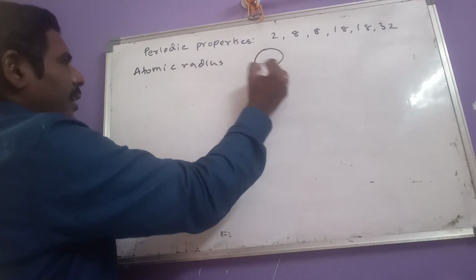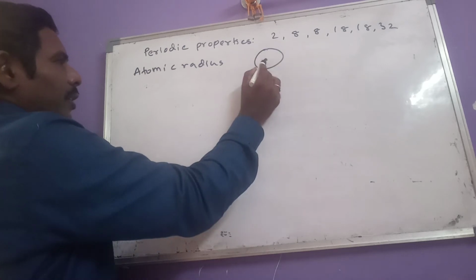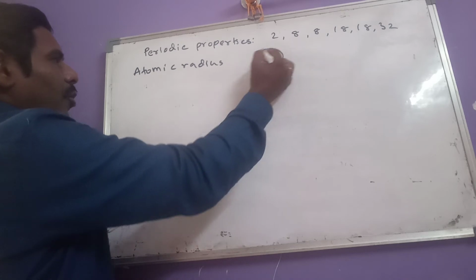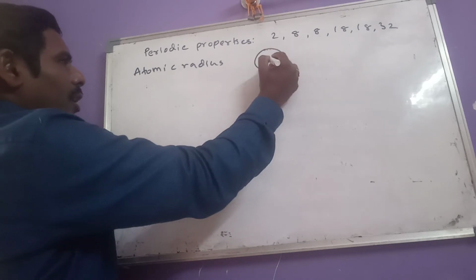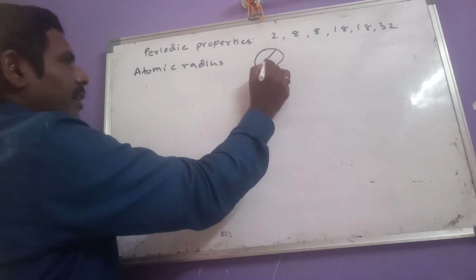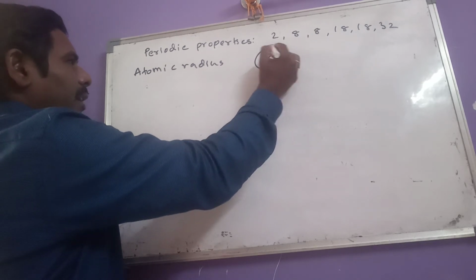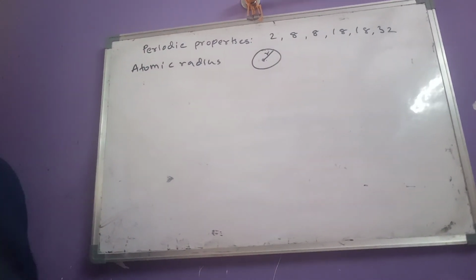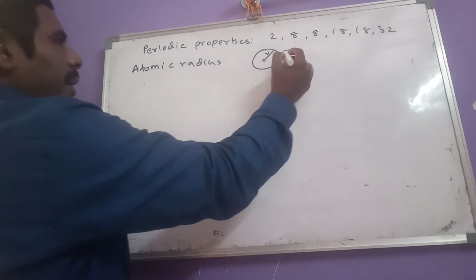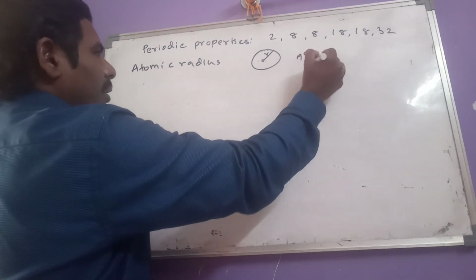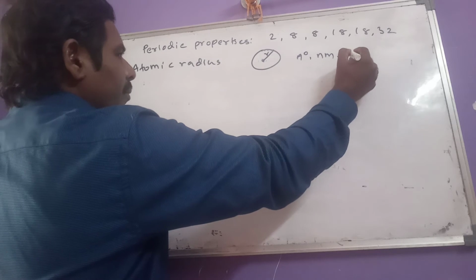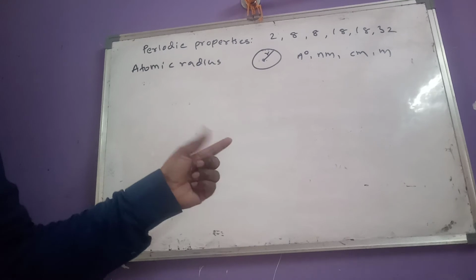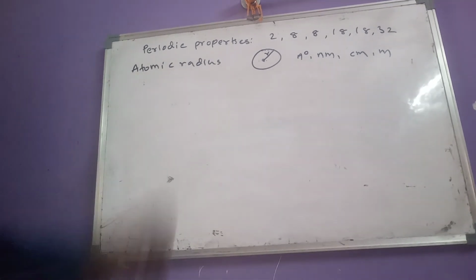Let us consider the atom. This is the nucleus, and this is the valency shell, the electron cloud present in the outermost shell. The distance between the center of the nucleus and the electron cloud present in the outermost orbit is known as atomic radius, and it is measured in units of angstroms, nanometers, centimeters and meters. So these are the different units to measure atomic radius.